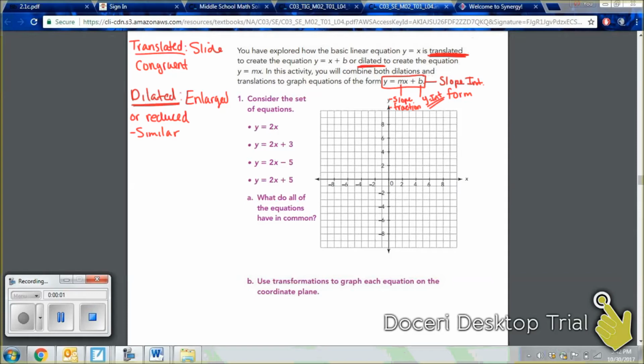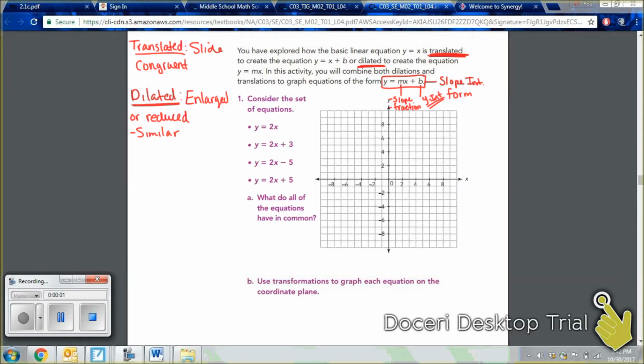So question 1 says, consider the set of equations. So here's what it's meaning. Here's what I want you to do. I just want you to look over those 4 equations. After you have looked over them, you're going to answer question A. Question A reads, what do all of the equations have in common?